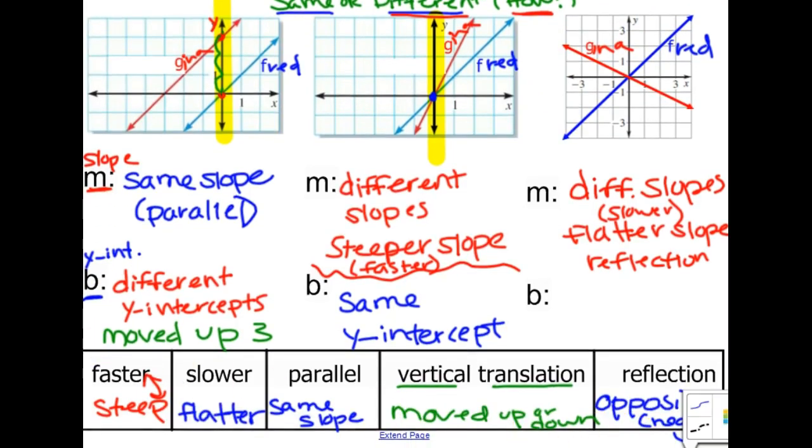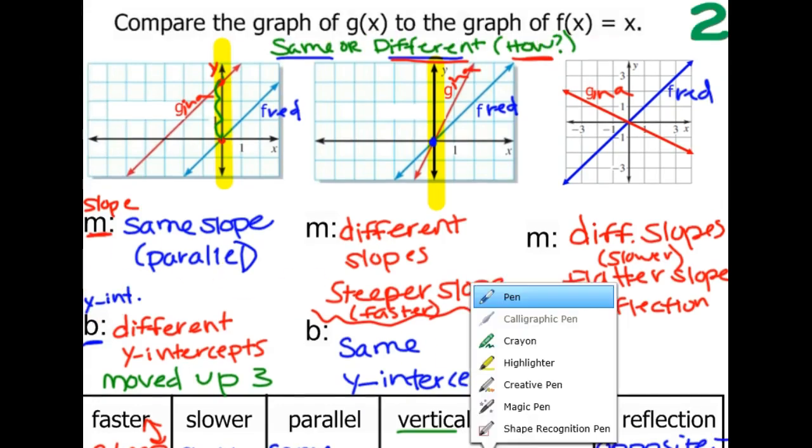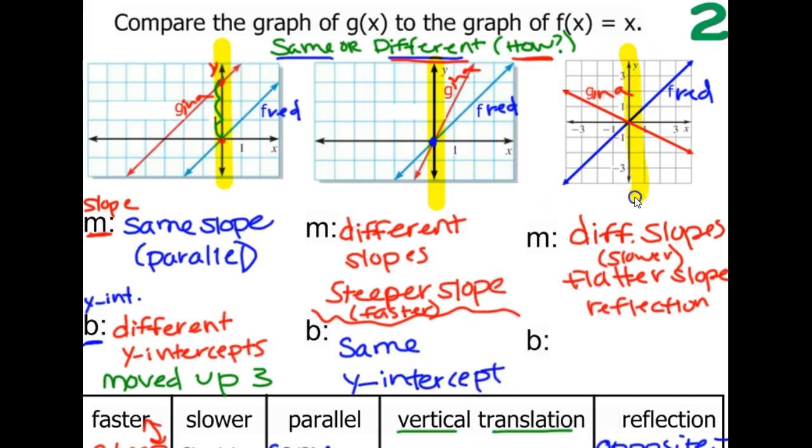So then last, our y-intercept, B. These two actually do cross the y-axis at the same point. Because here's our y-axis. They both cross right there in the middle. Oops, I need a pen. Right there in the middle, so they have the same y-intercept.